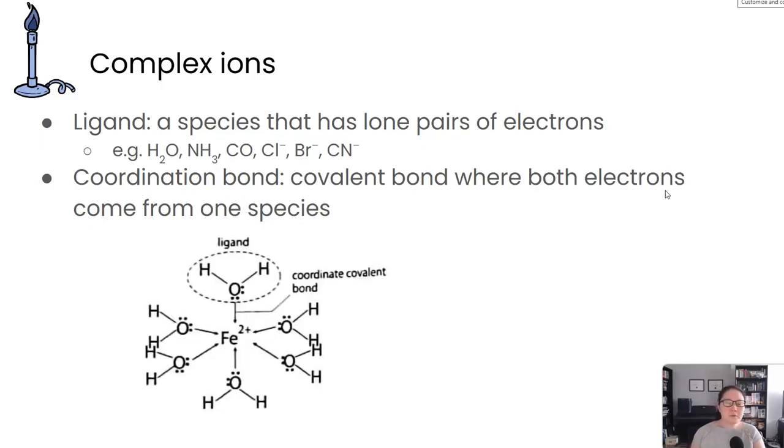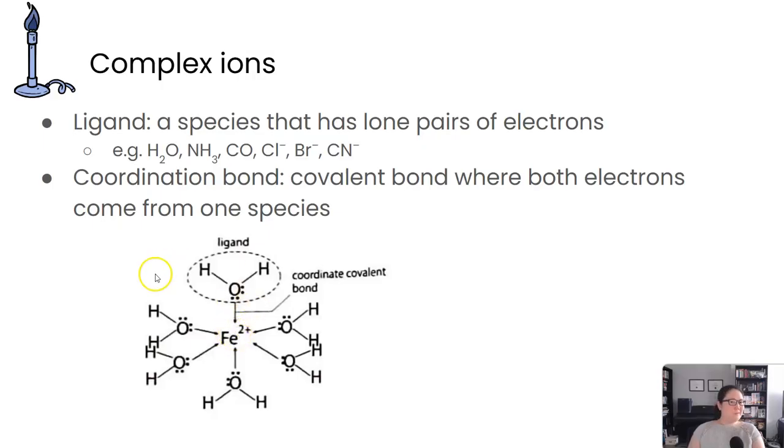So here's an example of what one of these complex ions can look like. You have your iron ion, and you have all of these waters, which if it's in a solution, you're going to have plenty of, and then those lone pairs in the water can form a coordinate covalent bond or a coordination bond with that iron.